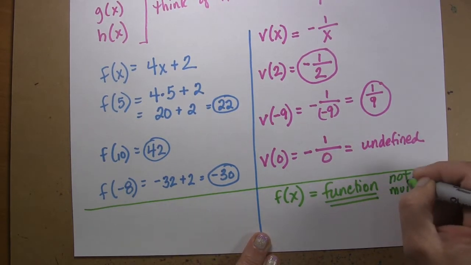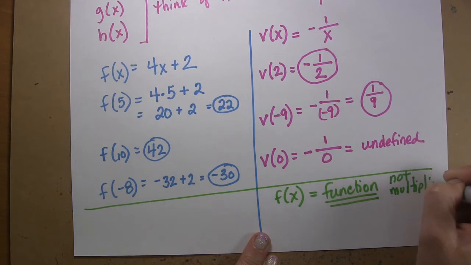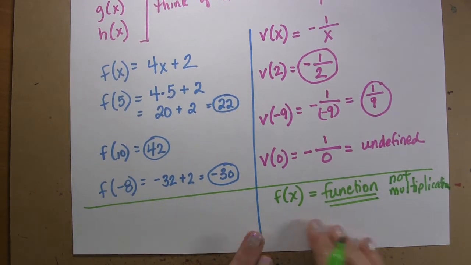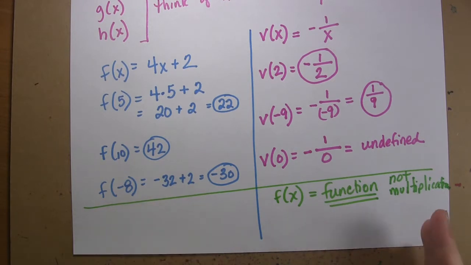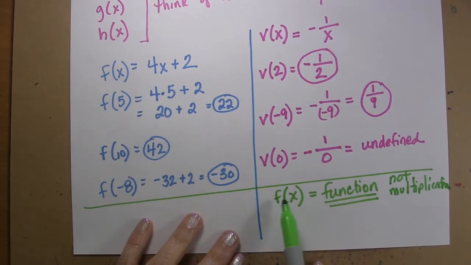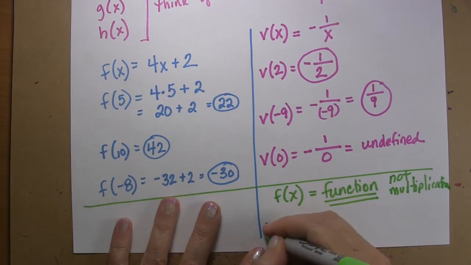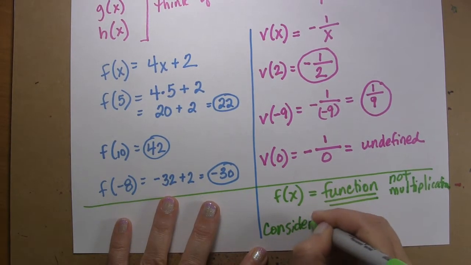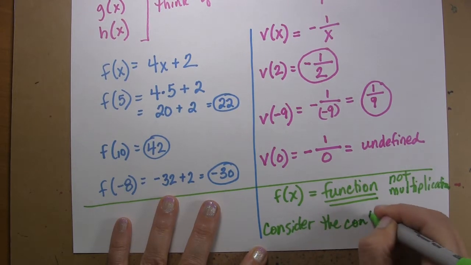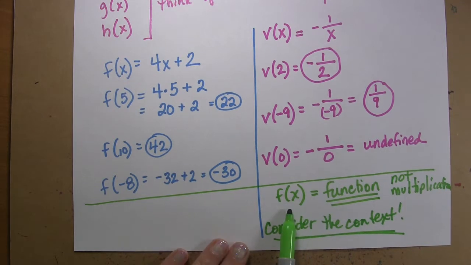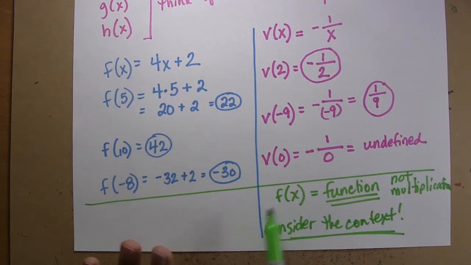Now, you're saying to yourself, but it looks like multiplication. Yeah, but it's not. Just like in English, you can have one word mean two different things. In math, you can have one type of writing mean two different things. You need to consider the context. If we're talking about functions, you need to be thinking function. If we're talking about simple arithmetic, then you could be thinking multiplication.